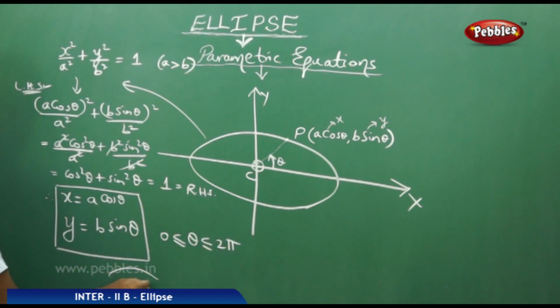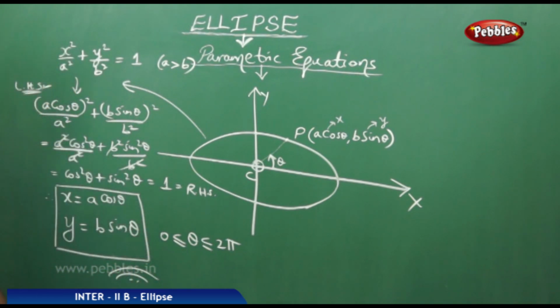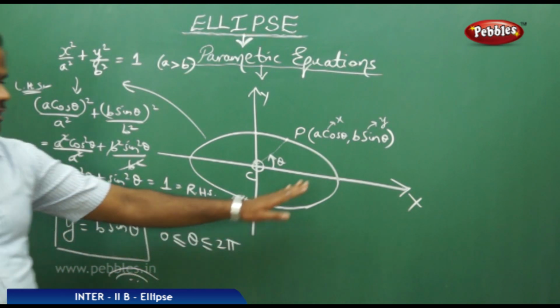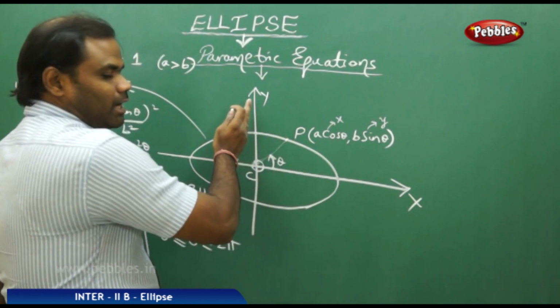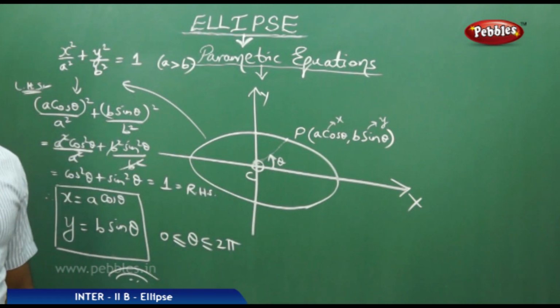of the ellipse. The parametric equations of the ellipse are x equals a cos theta and y equals b sin theta, with 0 less than or equal to theta less than or equal to 2 pi, and theta is the angle made by the point on the ellipse, in the anti-clockwise direction from the major axis, is how we identify it in this case.